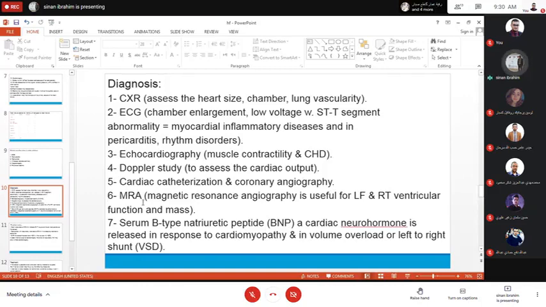Also, we have another investigation, which is MRI of the patient, but it is still not available in our country for diagnosis of special causes of heart failure. And we have biochemical study, including beta natriuretic peptide, and this will be increased in cases of heart failure and cardiomyopathy, and in cases of volume overload or left-right shunt, like VSD.